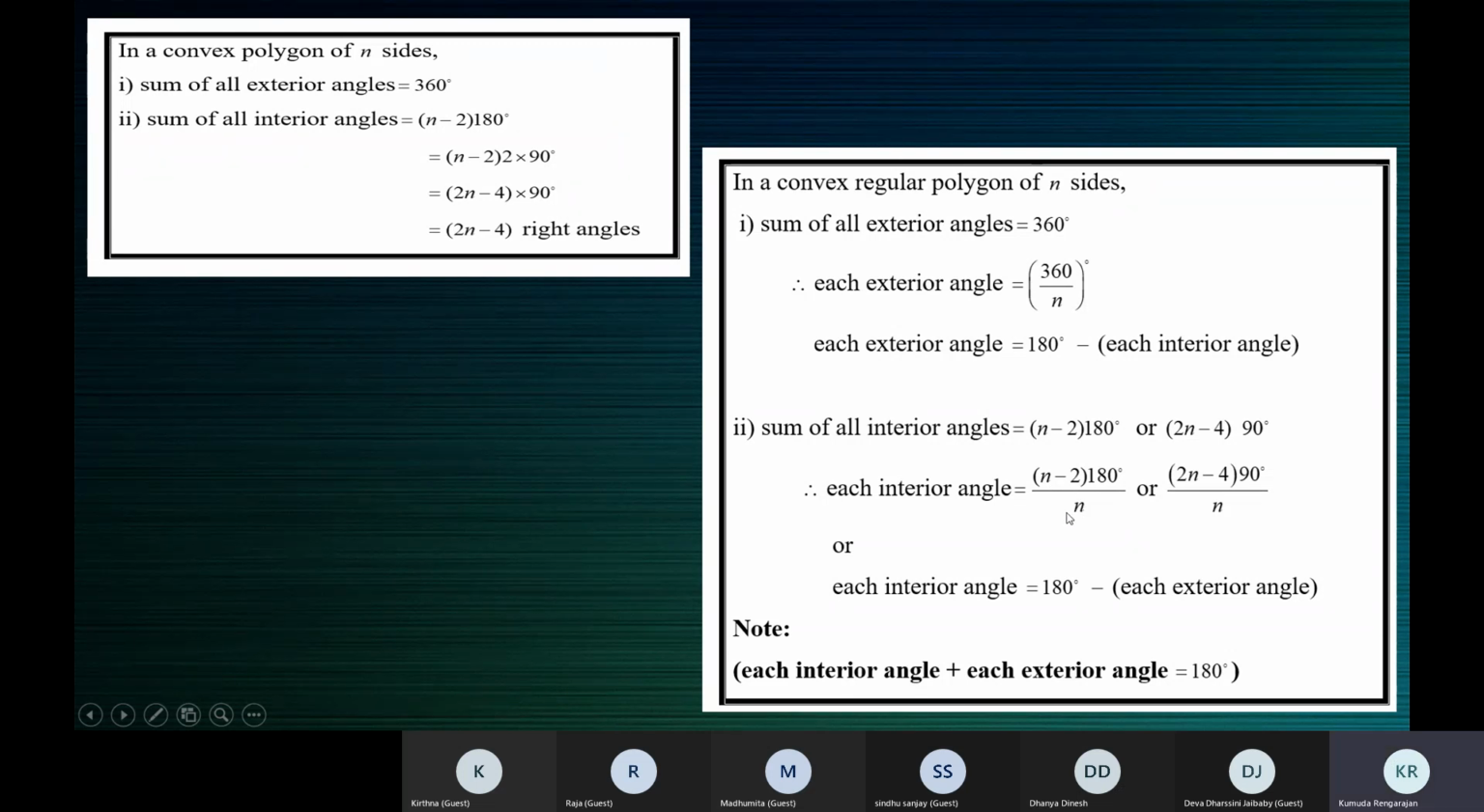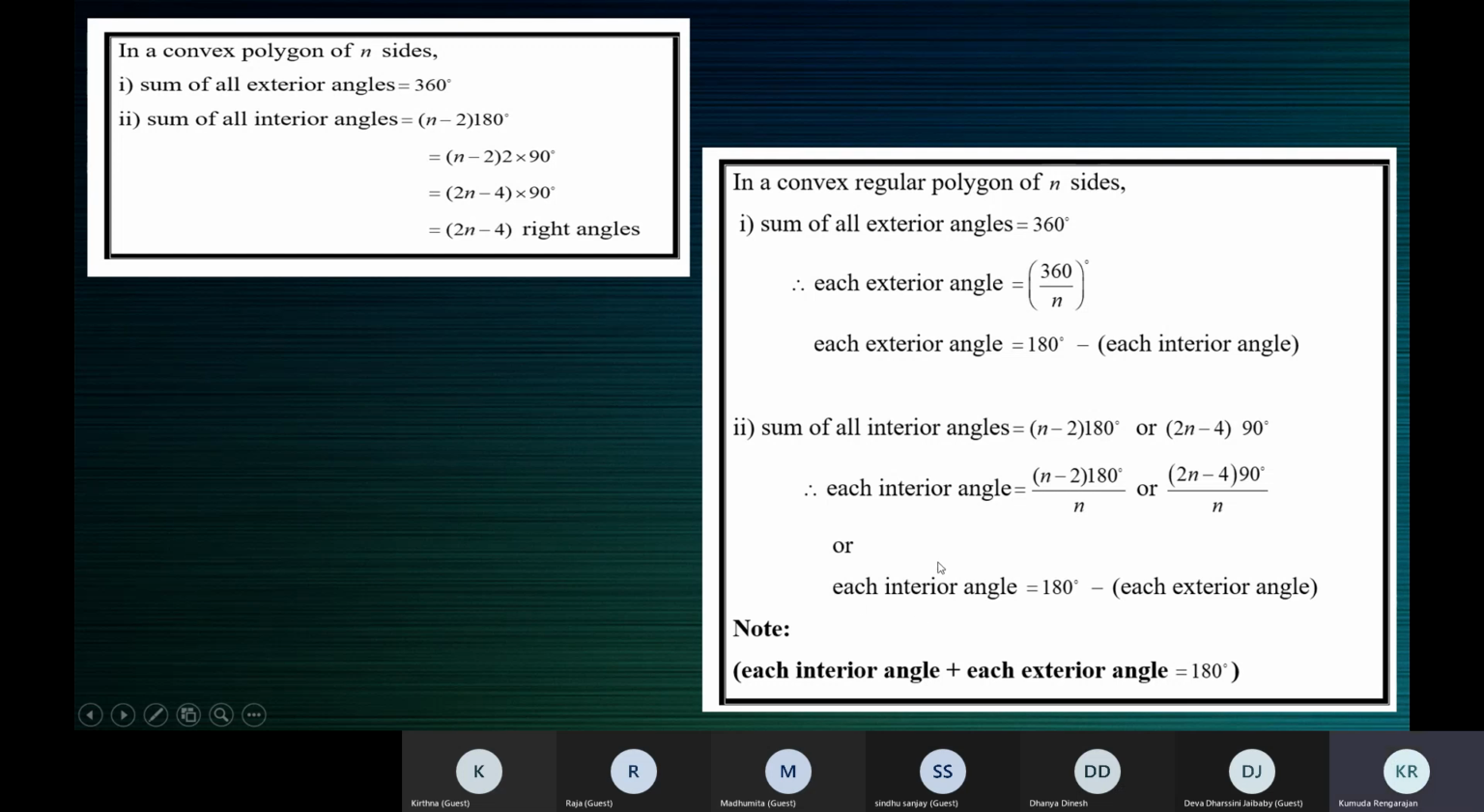If there are 5 friends, you divide the total by 5 to share equally. So here there are n angles, and this total is divided. They divide this total equally among themselves. So the total by n, or you can do 2n minus 4 into 90 by n.